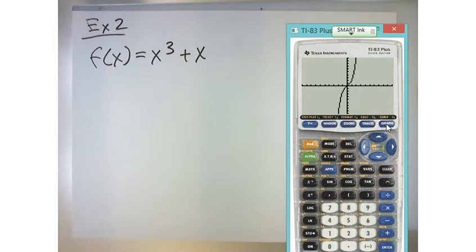Catch it. All right, so I've graphed it. Are there any extreme values? Is there a minimum or maximum in this graph? No, there's not. No, there isn't. Okay, throw it back.